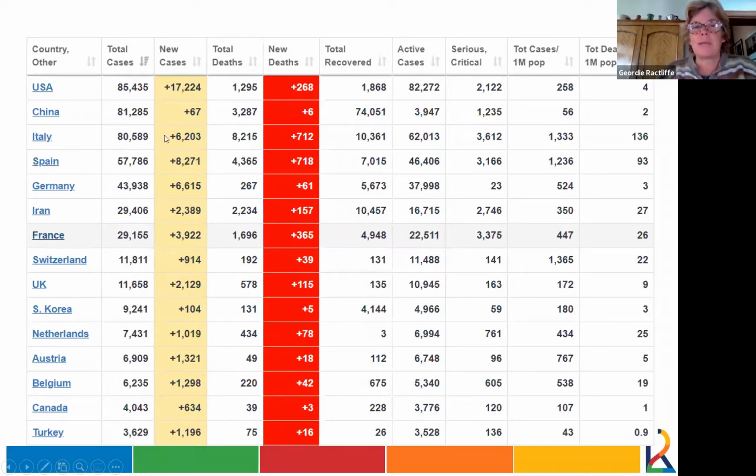But if you compare it with Italy, Italy also has 80,000 cases, and most of those are still in the process of being sick. They haven't got an outcome of recovery or death, but they've had 8,000 deaths. So you can see there's a huge difference in the mortality between countries, and also between different age groups within a country.